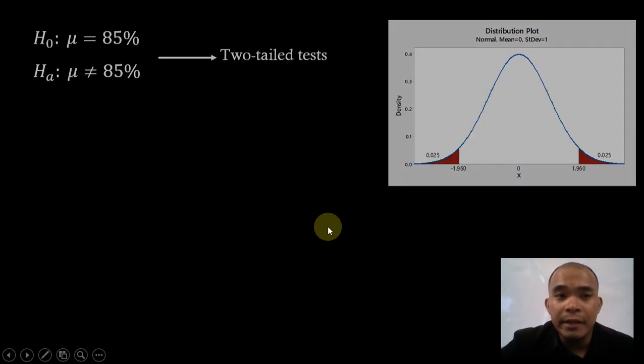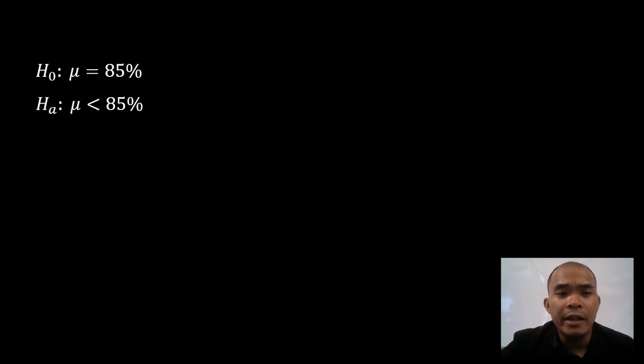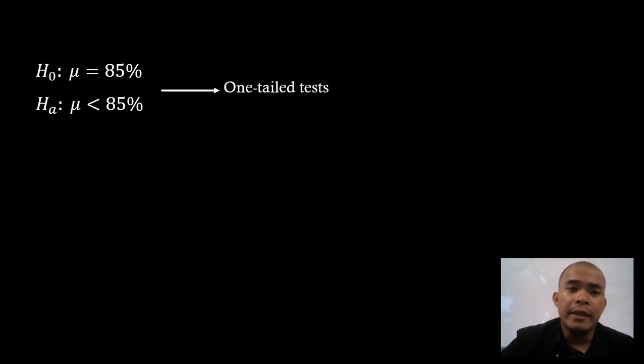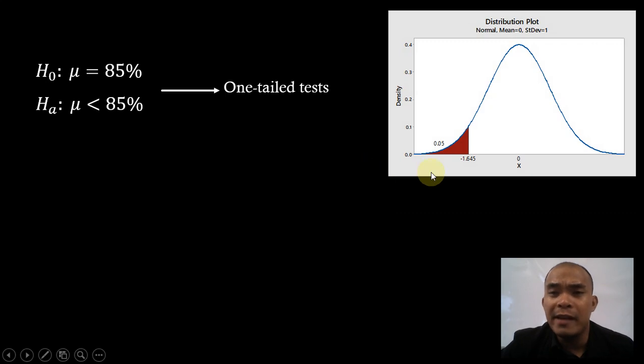Okay, and then some other problem. So the null hypothesis, the mean is 85%, and let's say the alternative hypothesis is that the mean grade of the entire population is less than 85%. So in this kind of problem, we call this the one-tailed test. Okay, and it's very easy to identify in a problem. We just have to look for the keywords less than, or smaller. So the test looks like this, and we have to be very careful here.